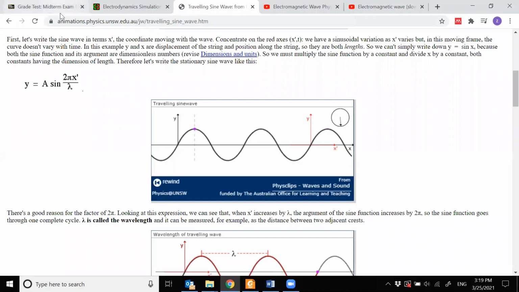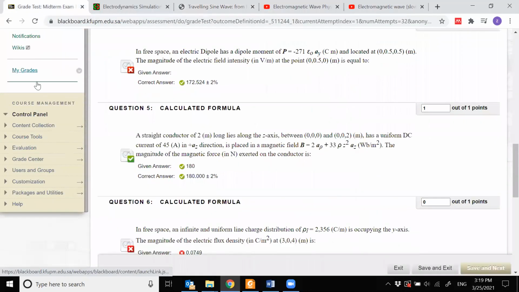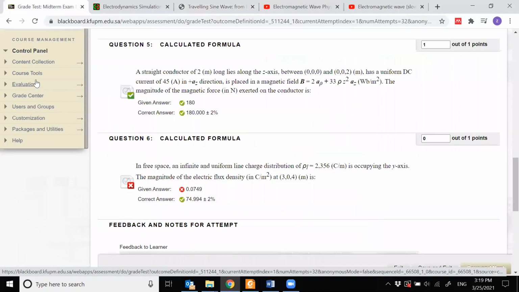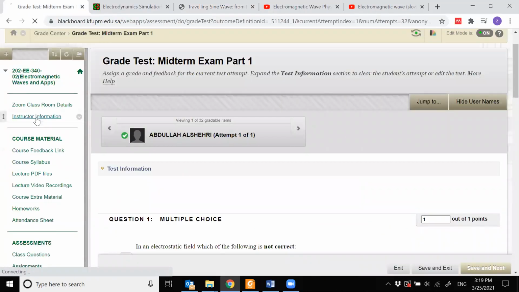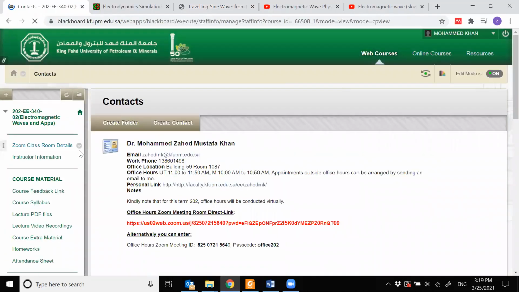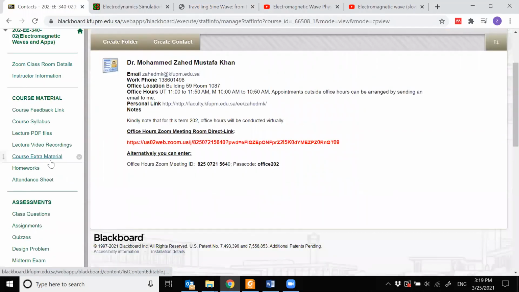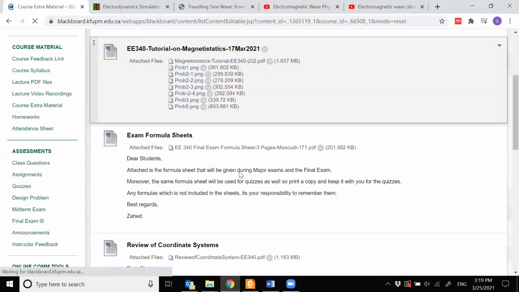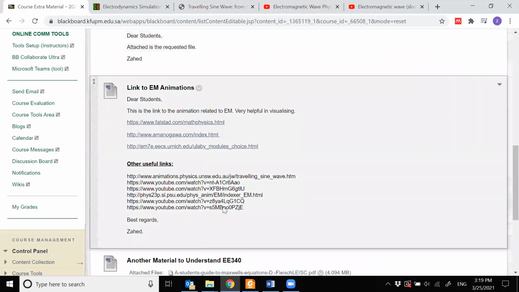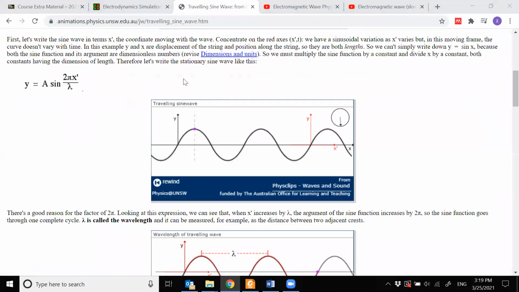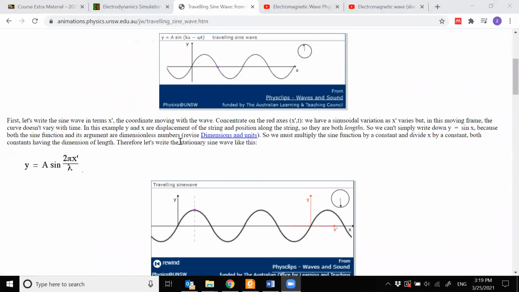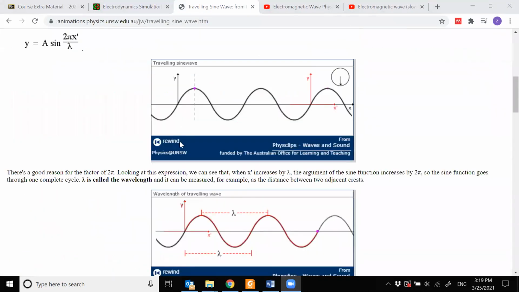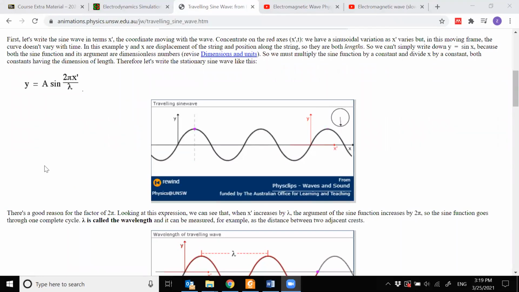And these things are already there in the course extra material. You can use it, you can check it. So here I'm just trying to show you how a sine wave looks like.